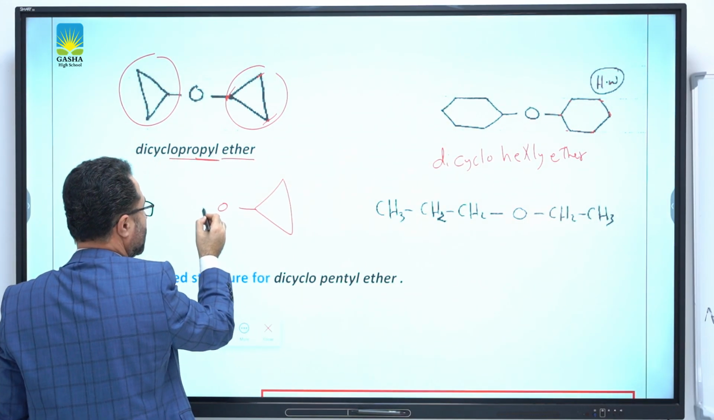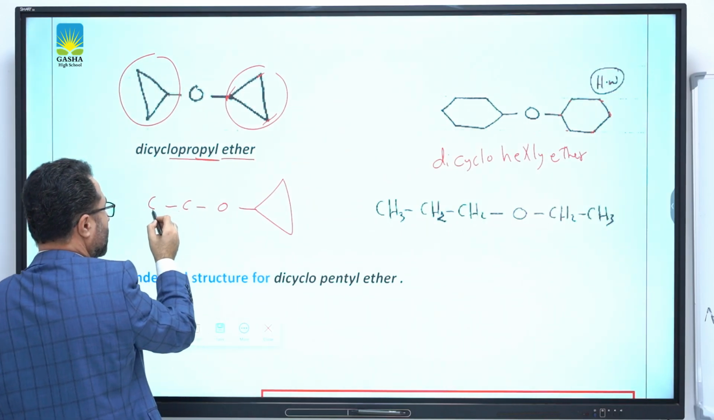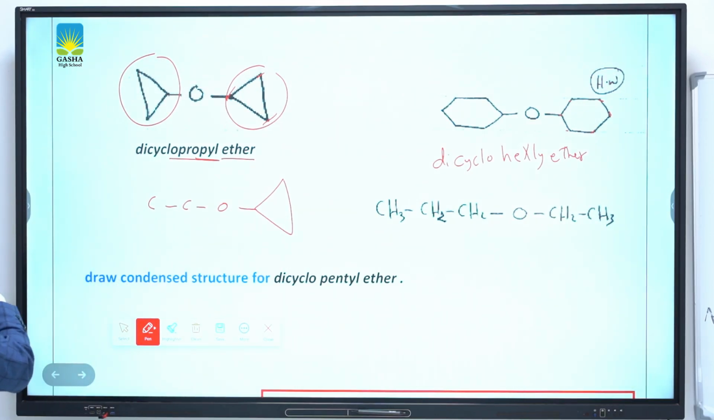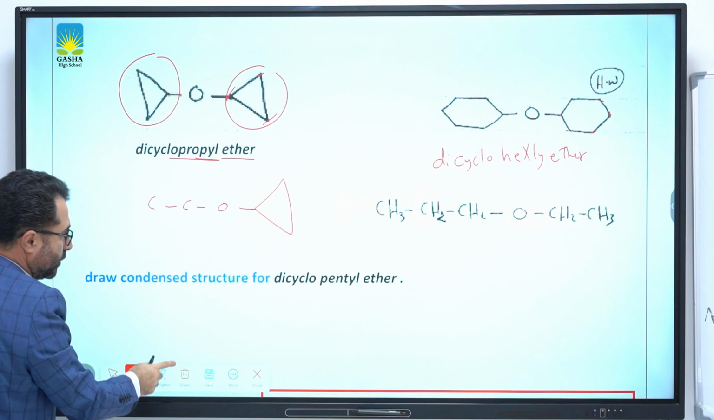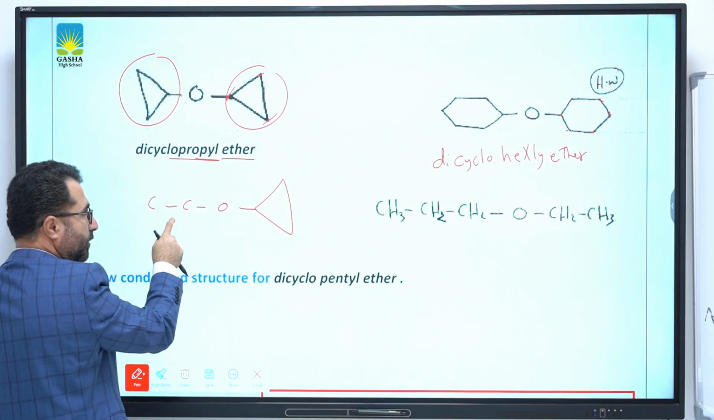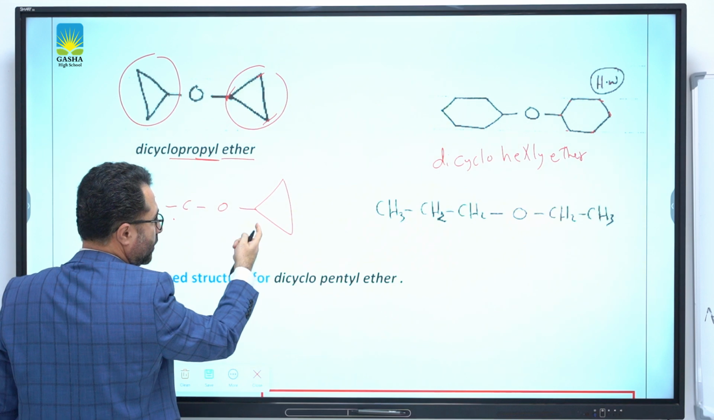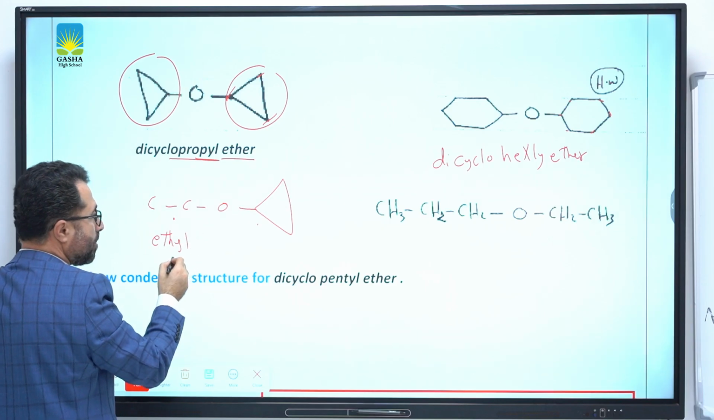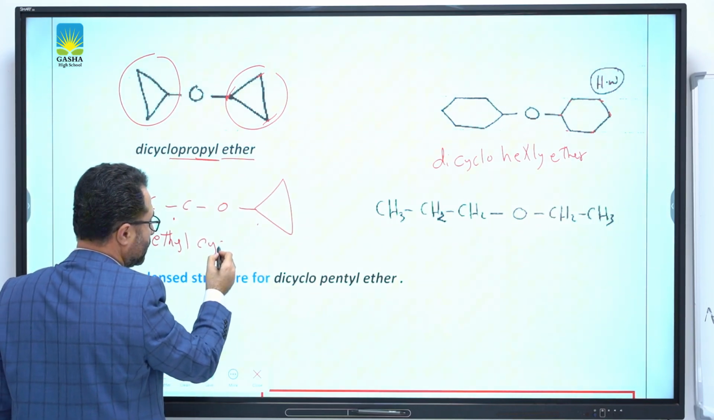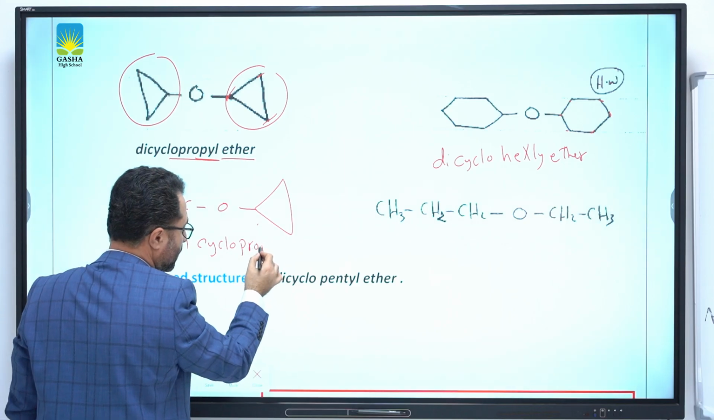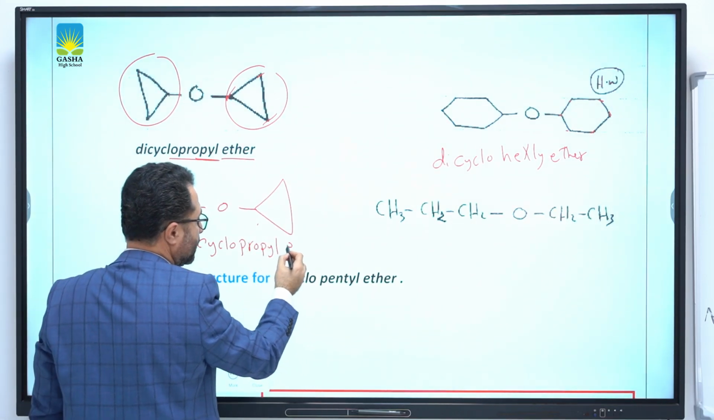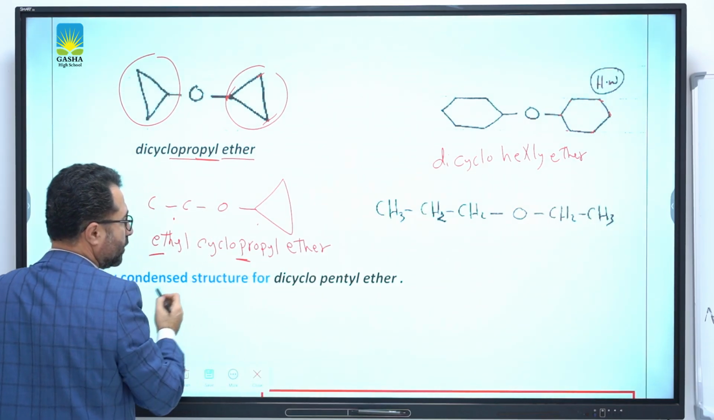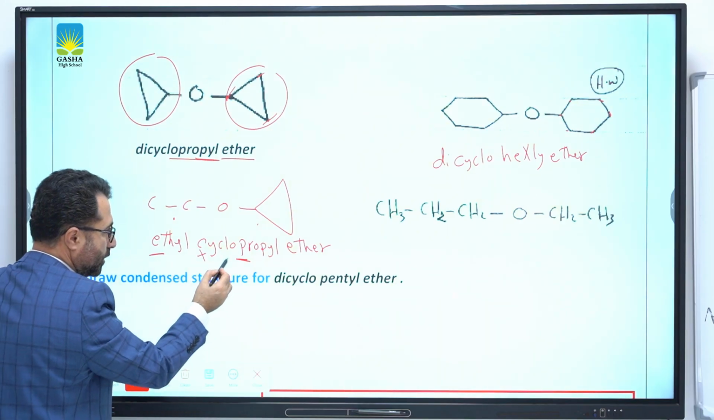And this one has a normal alkyl group and cyclo. So you have to write the name of ethyl first and then cyclopropyl, because E comes first in alphabetical order. So it's ethyl cyclopropyl ether, because E before P, not C, P.